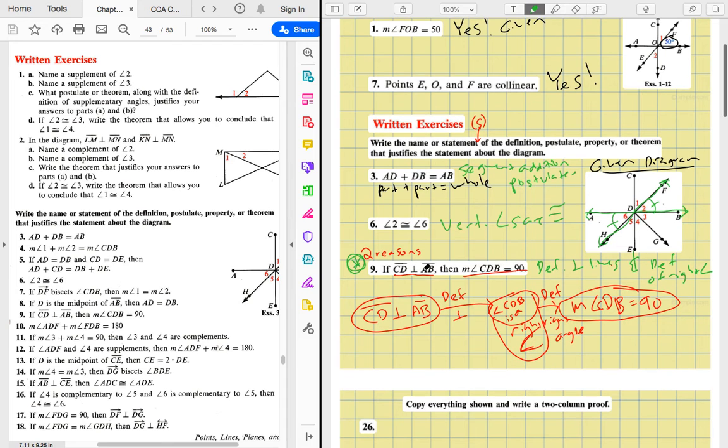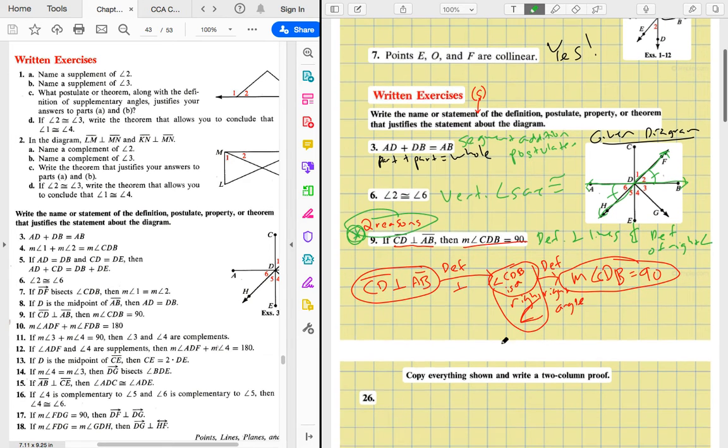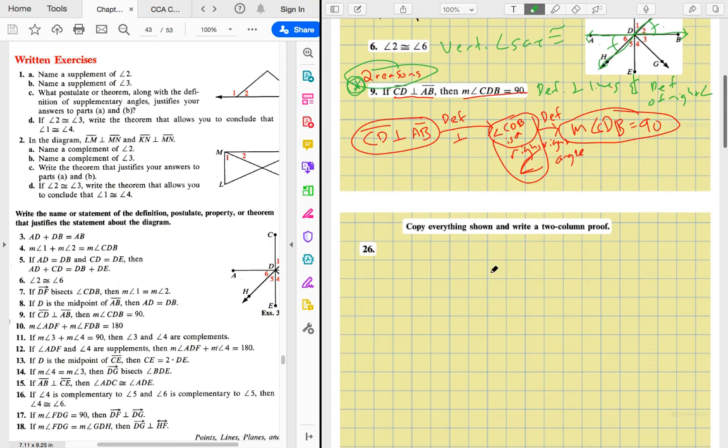Okay, feel free to email me if you have any questions on that. But this one we have 2 reasons, and that one might be tricky when we go over that in class the next day. Okay, final example for you guys here.